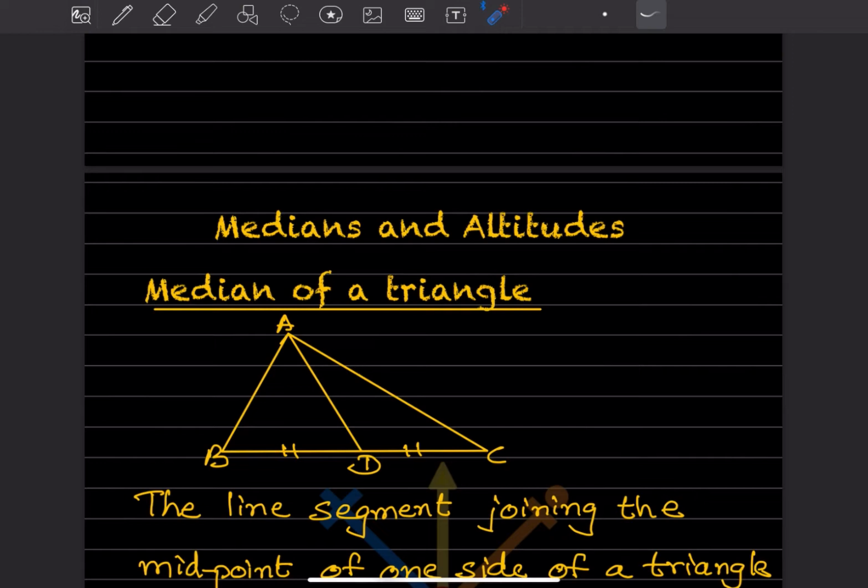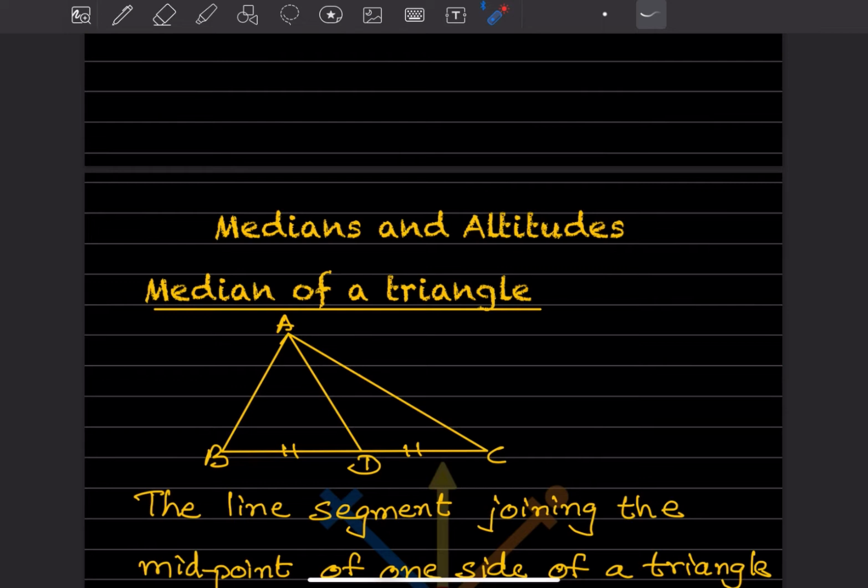Then the scalene triangle. In the scalene triangle, what happens here? All the sides are unequal. Then there are acute angle triangles. In an acute angle triangle, we can see all these angles are acute. Then the right angle triangle, in this one angle is 90 degrees. Then the obtuse angle triangle. So this angle is obtuse.